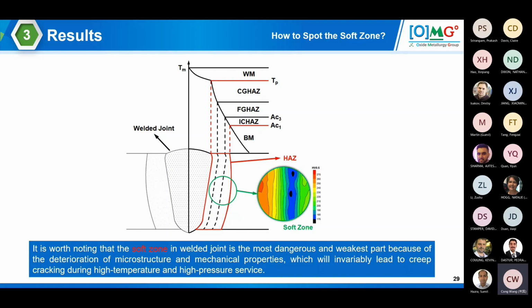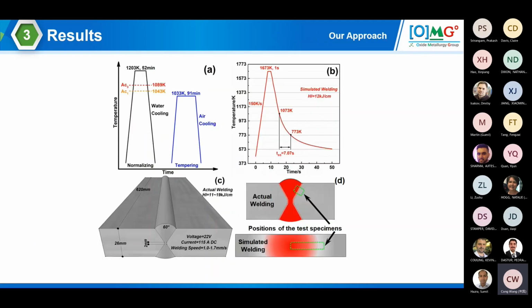That is generally considered the most dangerous part, and the weakest part, because of the microstructure deterioration, which can lead to downgraded mechanical properties, and which is particularly true for creep cracking. That mechanism is going on. So for this heat resistant steel, how to identify this soft zone constitutes a very big challenge here.